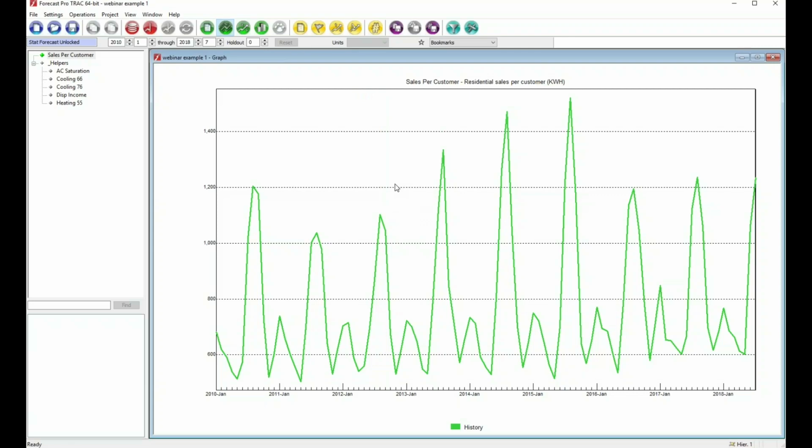The reason for that is probably pretty clear. When it's hot outside, like it is in August, we turn on our air conditioning and our electricity usage and our electricity bills skyrocket.